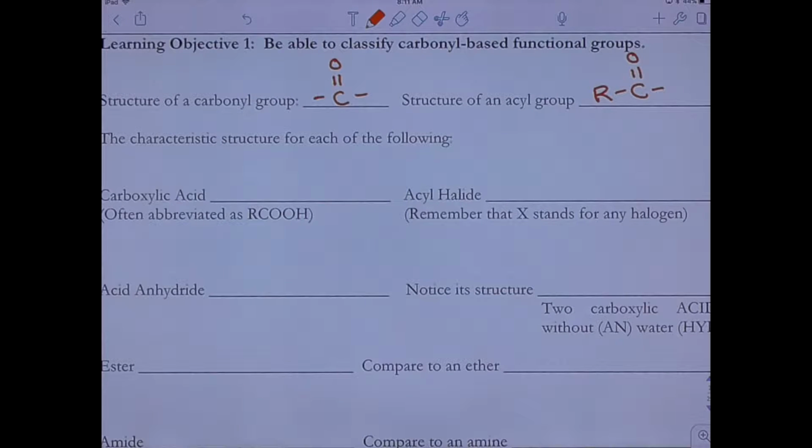Okay, so for a carboxylic acid, that one is kind of like what I've been saying, euphemistically, a coup group. It's where you have the carbonyl carbon, C with a double bond to O, and then you also have an OH on there. So that one's going to look like this.